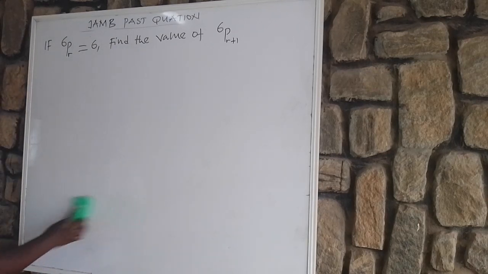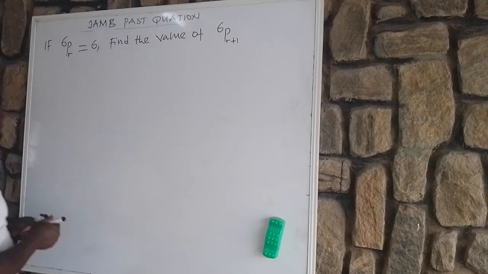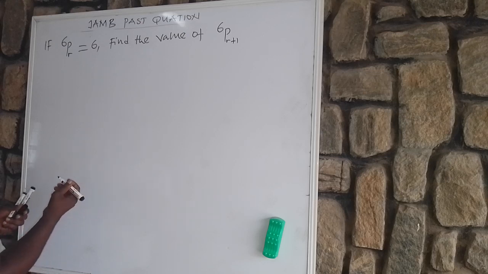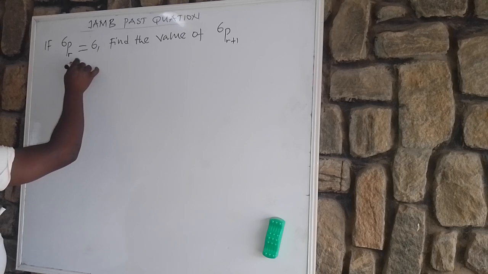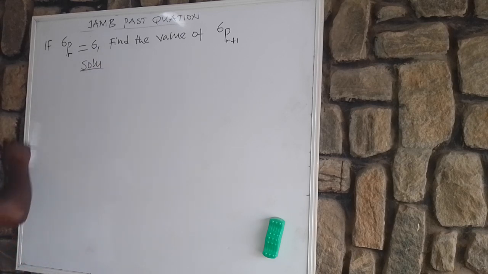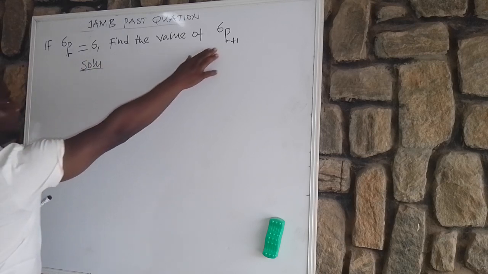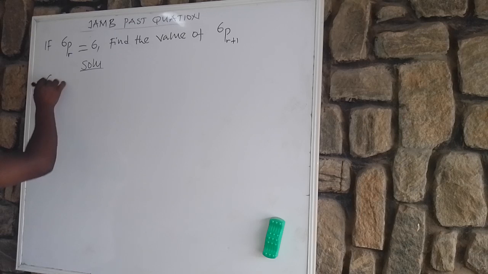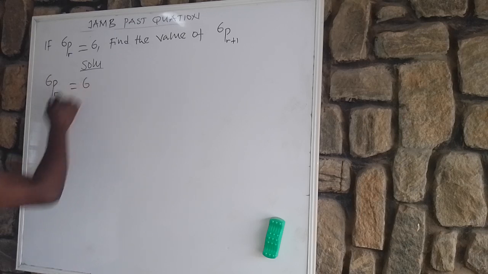Here is a very beautiful question. We will resolve this question together. Let's write the solution. If 6 permutation r is equal to 6, find the value of 6 permutation r plus 1. I'm going to show you. Let's write the question down: 6 permutation r is equal to 6.